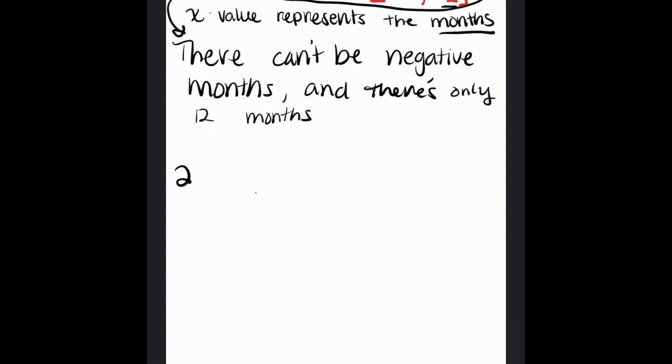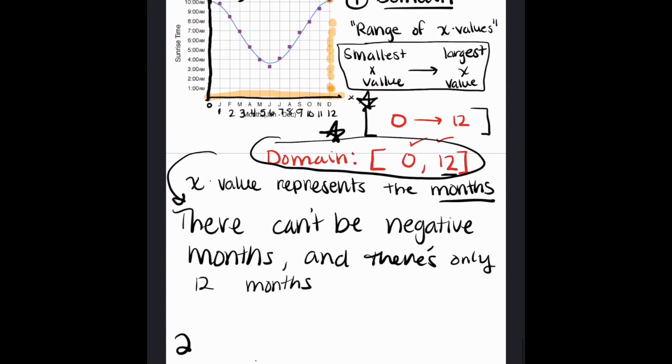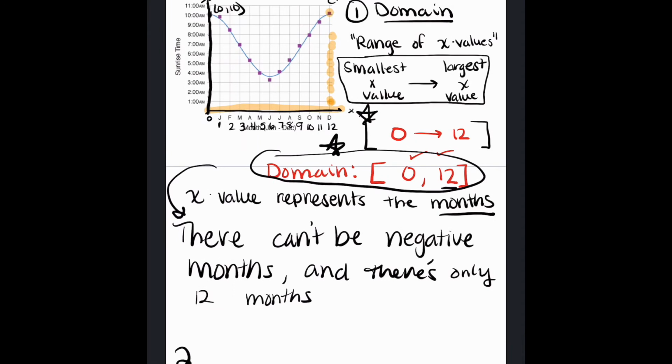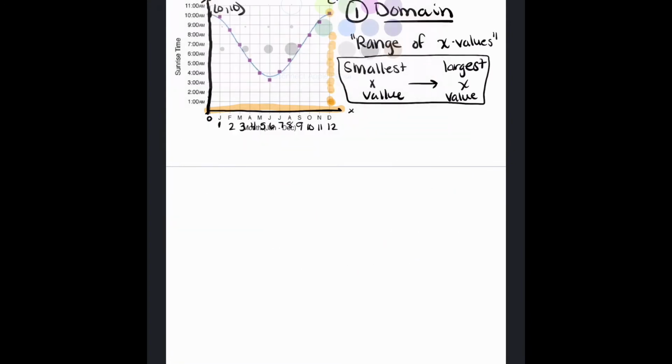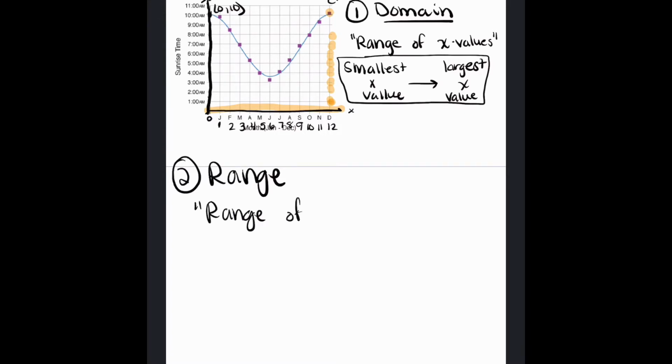Okay, so for the second question, I'm going to get rid of all of this. If you're not ready for it to leave, please pause the video because I'm getting rid of it. The second question asks you for your range, and it's basically the same exact thing as your domain, but with the y values. So it's the range of y values.